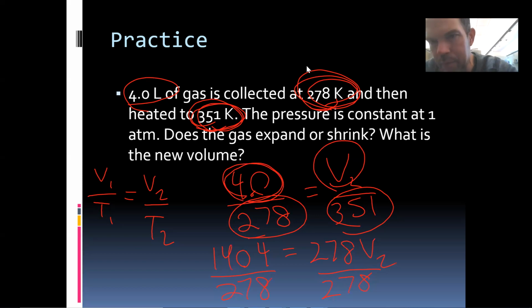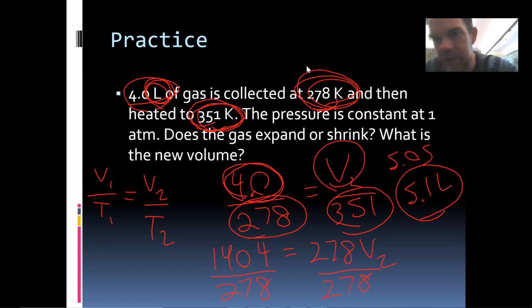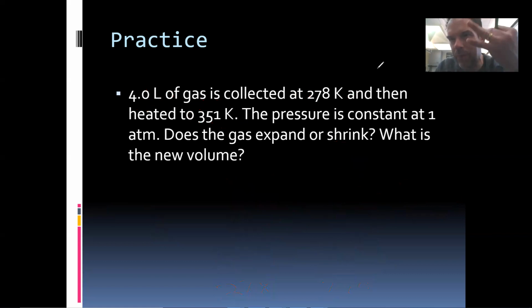So now my number is 5.05. So I'm going to round it to 5.1, and it will be liters. Okay, so 5.1 liters is my answer. Cool. I'm going to go ahead and wipe that clean. We'll go ahead and do another. We're going to do a total of 3 practice problems.